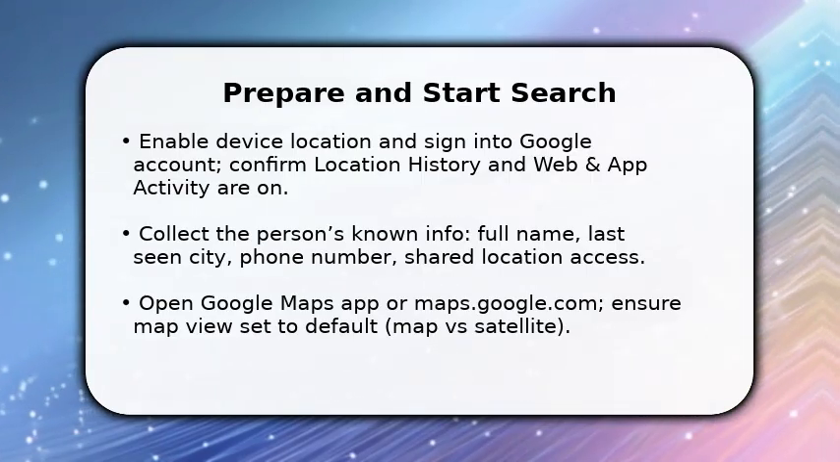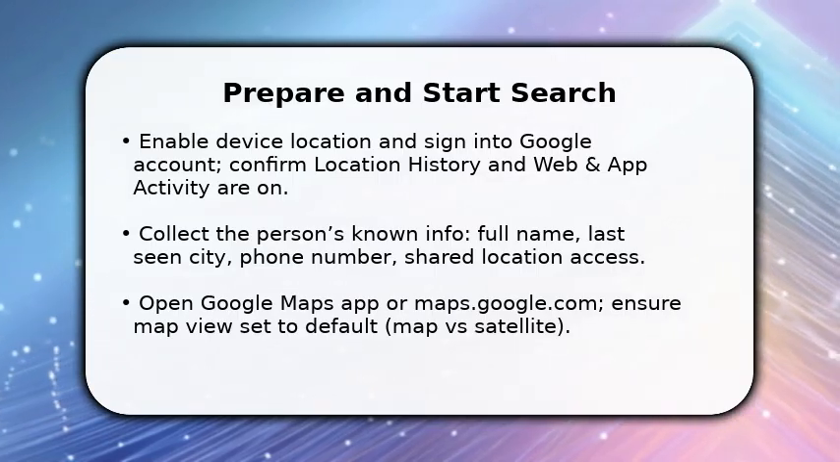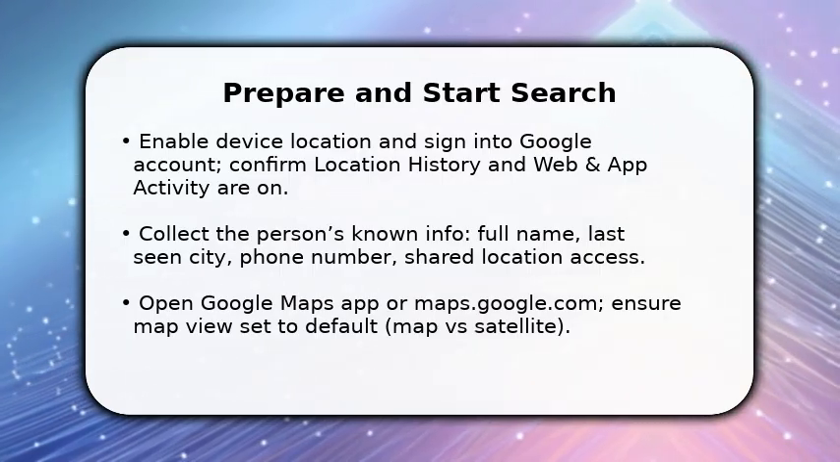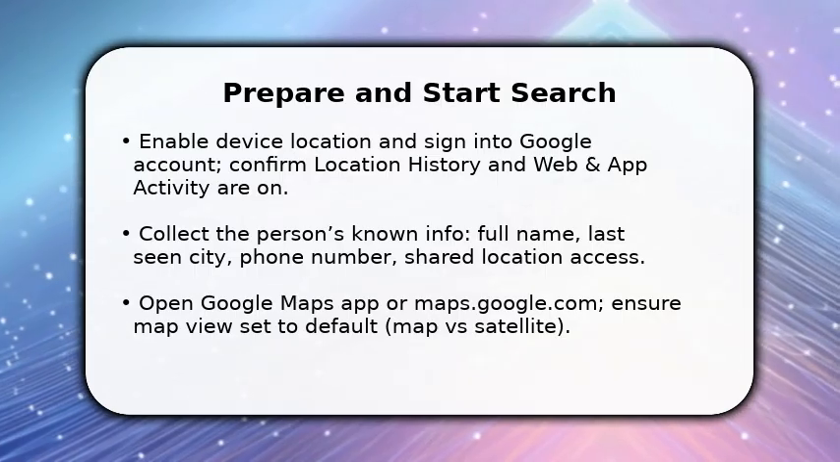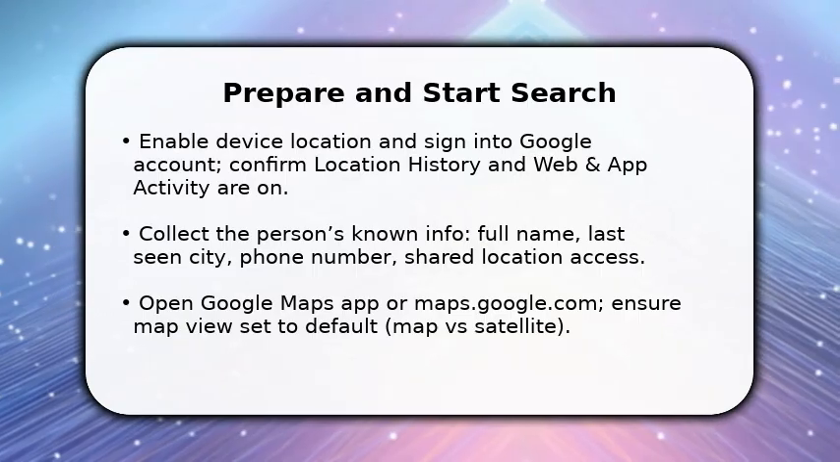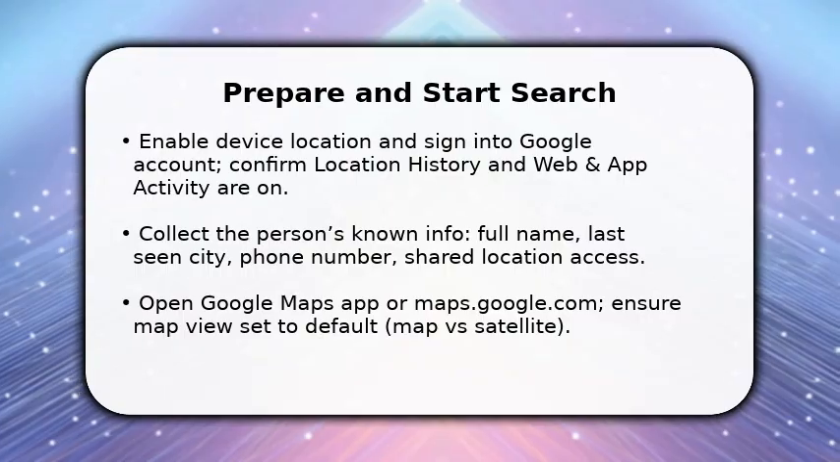You begin by turning on location and signing into your Google account so maps can show accurate results. Once done, gather the person's known details, full name, last known city, or phone number, and confirm whether they shared their location with you. Open Google Maps on your phone or browser and make sure you selected the standard map view. Now you're ready to search directly and use features that will narrow results quickly.